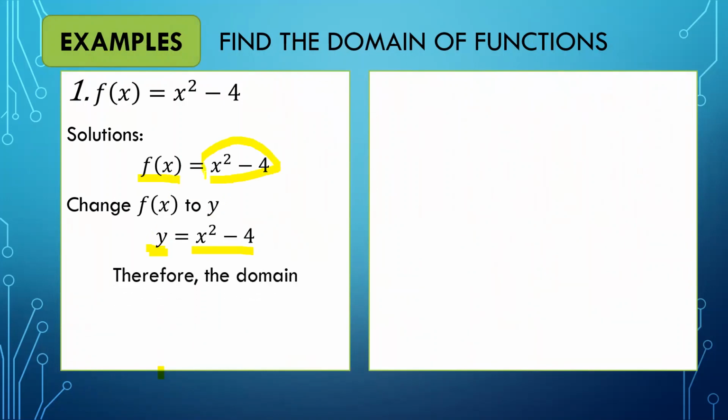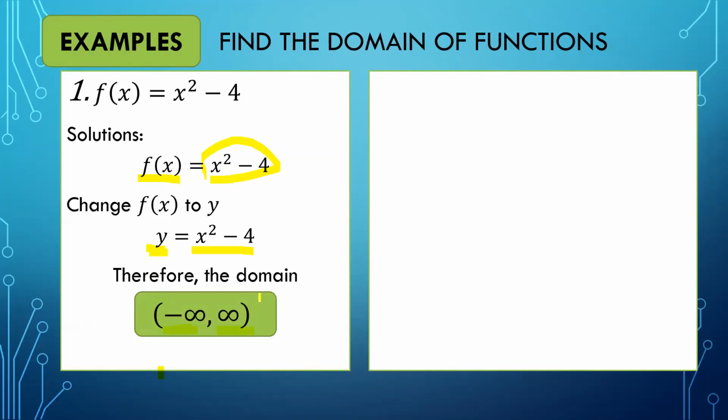Next, we have here, therefore, the domain will be the set of all real numbers, which is negative infinity to positive infinity. So again, this is the set of all real numbers, which is from negative infinity to positive infinity.